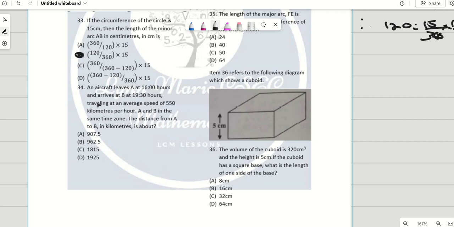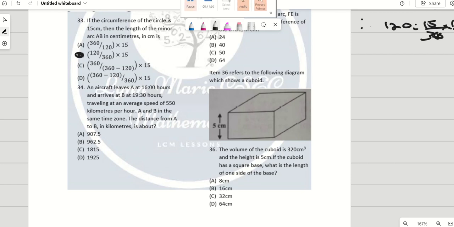Right. Number 34: the aircraft leaves at 1600 hours and arrives at 1930 hours, traveling at an average speed of 550 kilometers per hour from A to B. The distance from A to B is in kilometers. All right, so let's find out the number of hours for the journey. It is from 4 p.m. to, what is 19? That's 7, 8, 9. Yeah, 12.